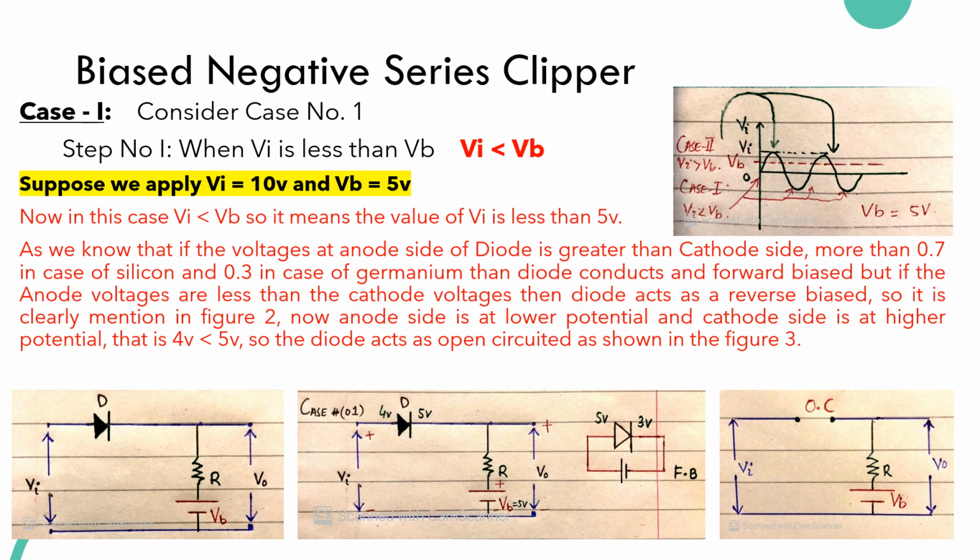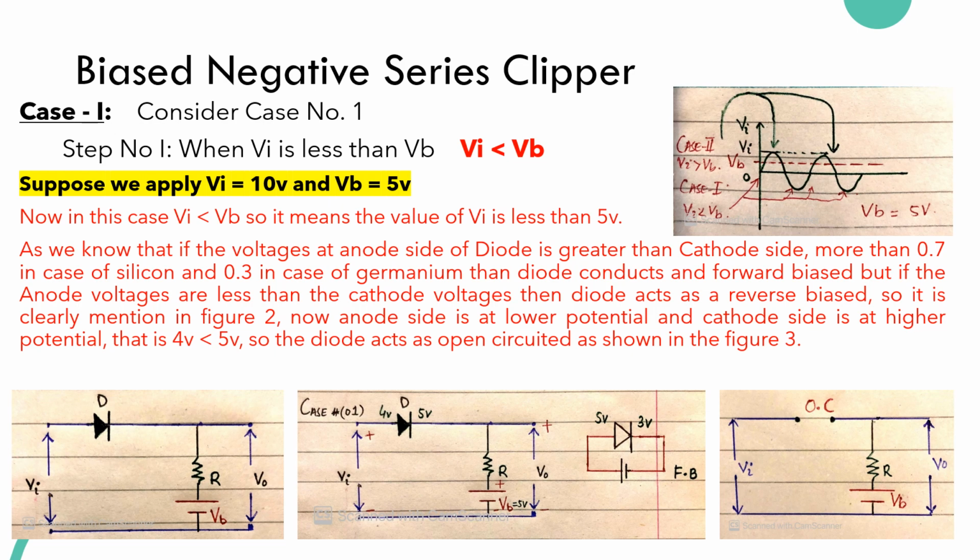But I also mentioned in figure number 2 there is a condition for forward biased. When we apply 5 volts at the anode side and 3 volts at the cathode side, it means that there is a difference between anode and cathode voltages. Means if the anode voltage is greater than the cathode voltage, then the diode becomes forward biased and short circuited.